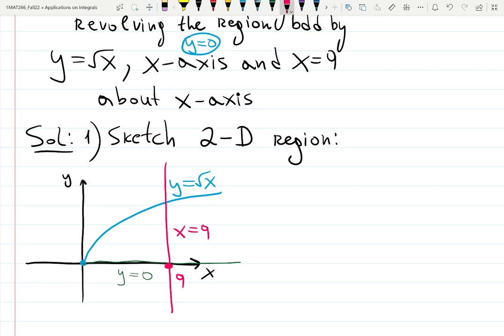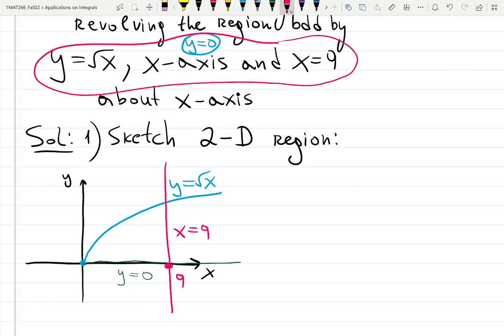We created a 2D region from this information over here. And now we're rotating it about what? It can be anything. Let me again make a very clear point. This is the area between graphs. You can choose case 1, case 2 to find this area. But now we're revolving it. We're revolving it about the x-axis.